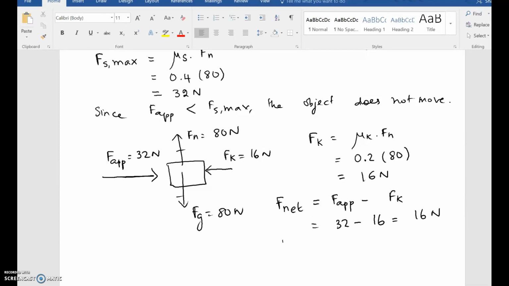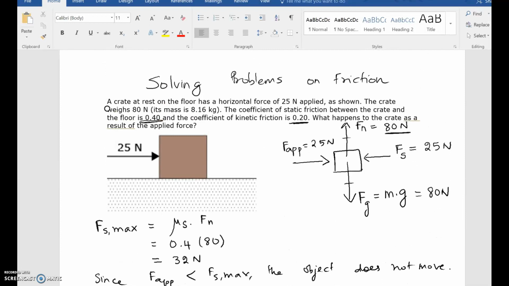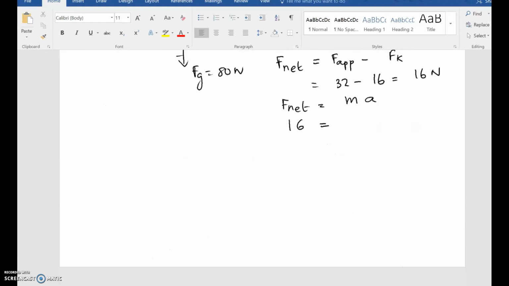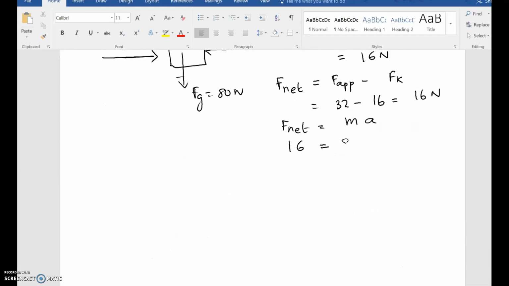Once you know the net force, you can find the acceleration by using the formula F net equals ma. So 16 equals, the mass of the object is given to us as 8.16 kilograms, so 16 equals 8.16 times a. You can calculate acceleration as 16 divided by 8.16 meters per second squared.